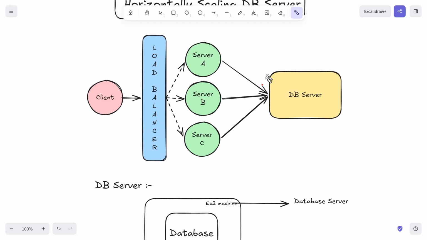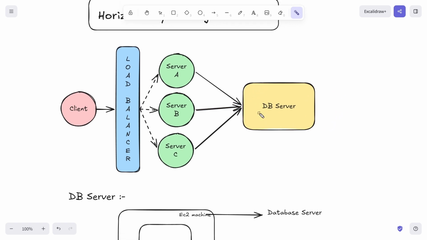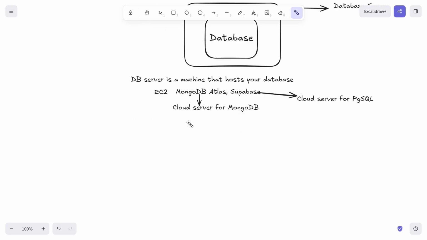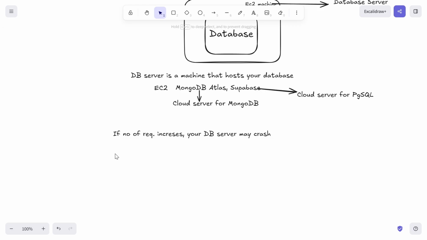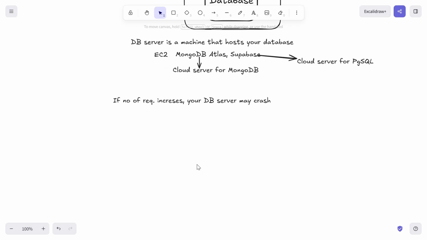Now, this database server is again a machine, and if the number of users or number of requests increases, it may crash. So if the number of requests increases, your DB server may crash. So we need to scale this.